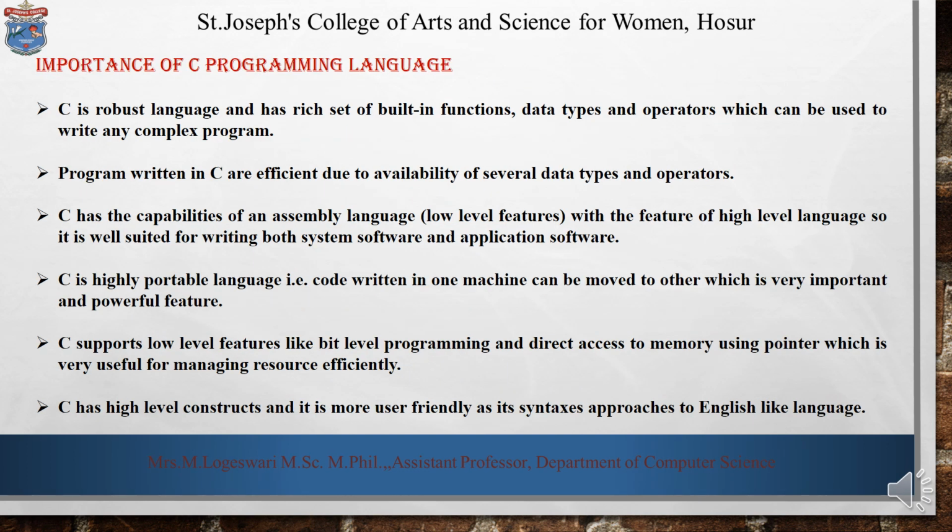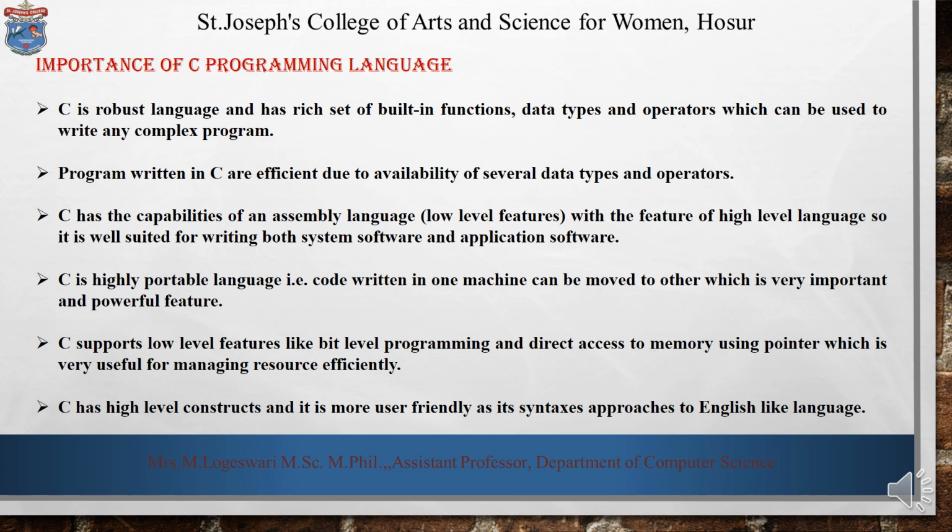Question: importance of C programming. C is a robust language. Robust means strong. C provides strong memory management. It has many built-in functions, data types, and operators, which can be used to write any complex program. C programs are very efficient, and C is capable of both assembly language and high-level language features. So it is well suited for system software and application software.